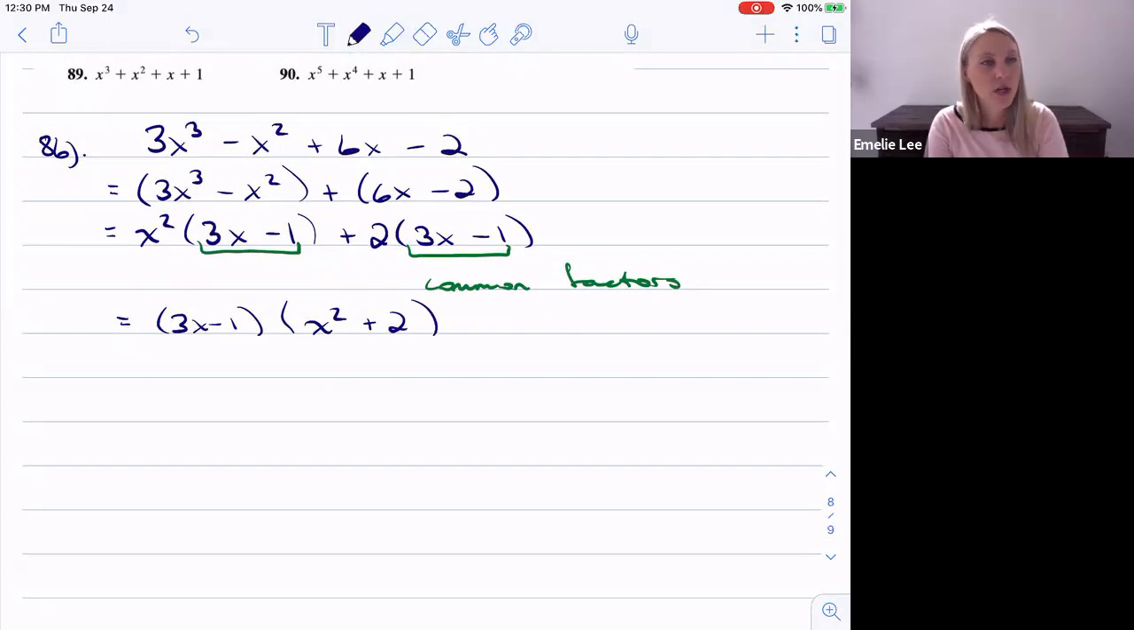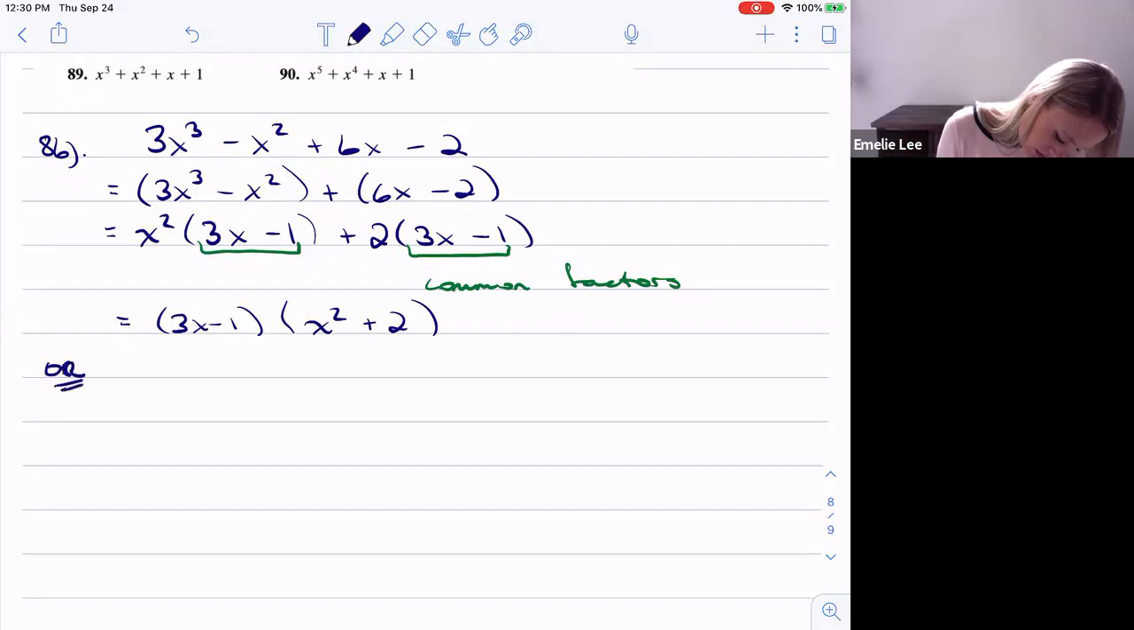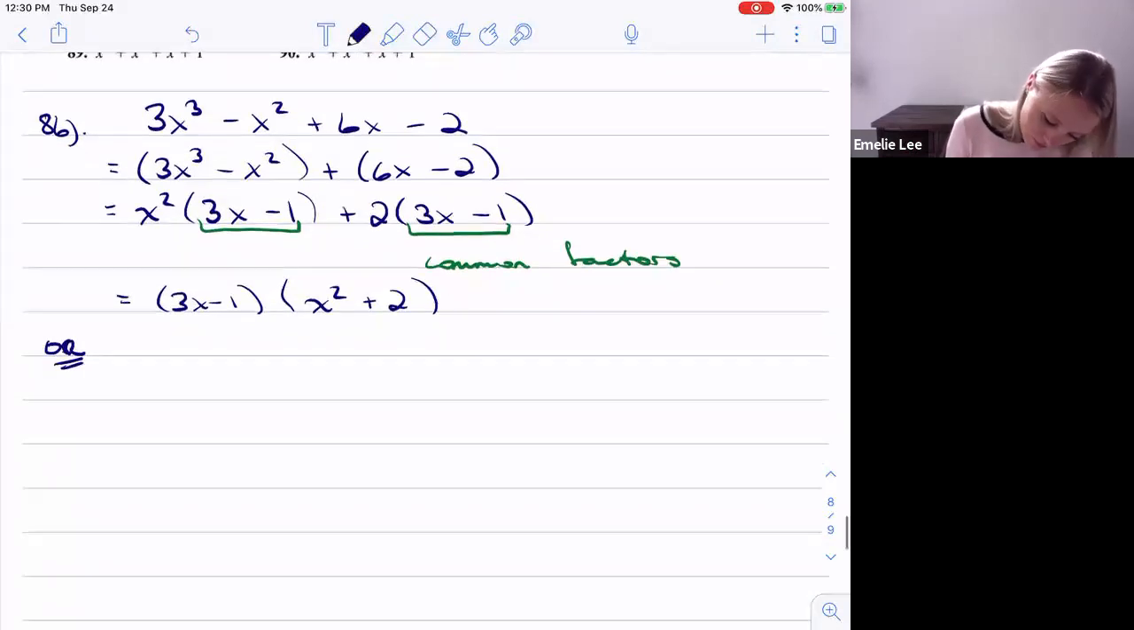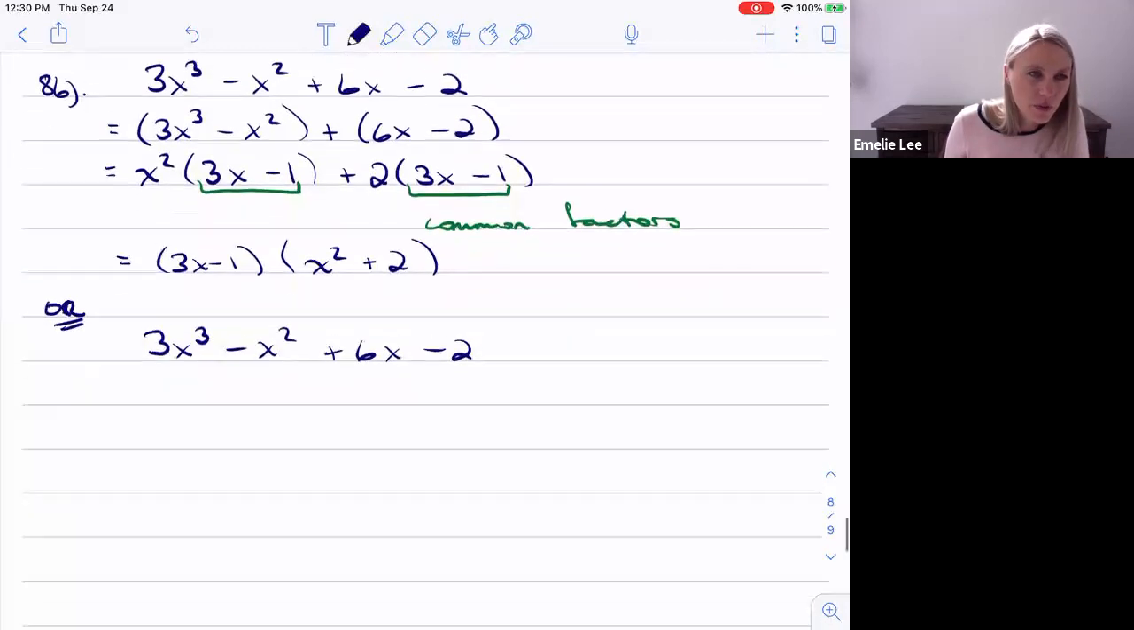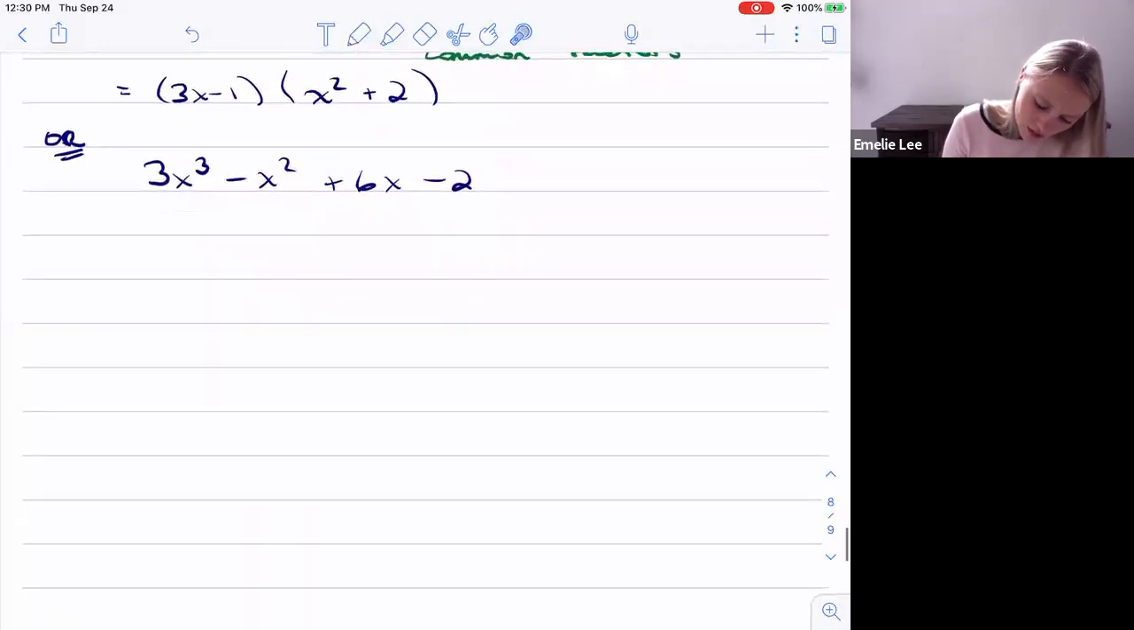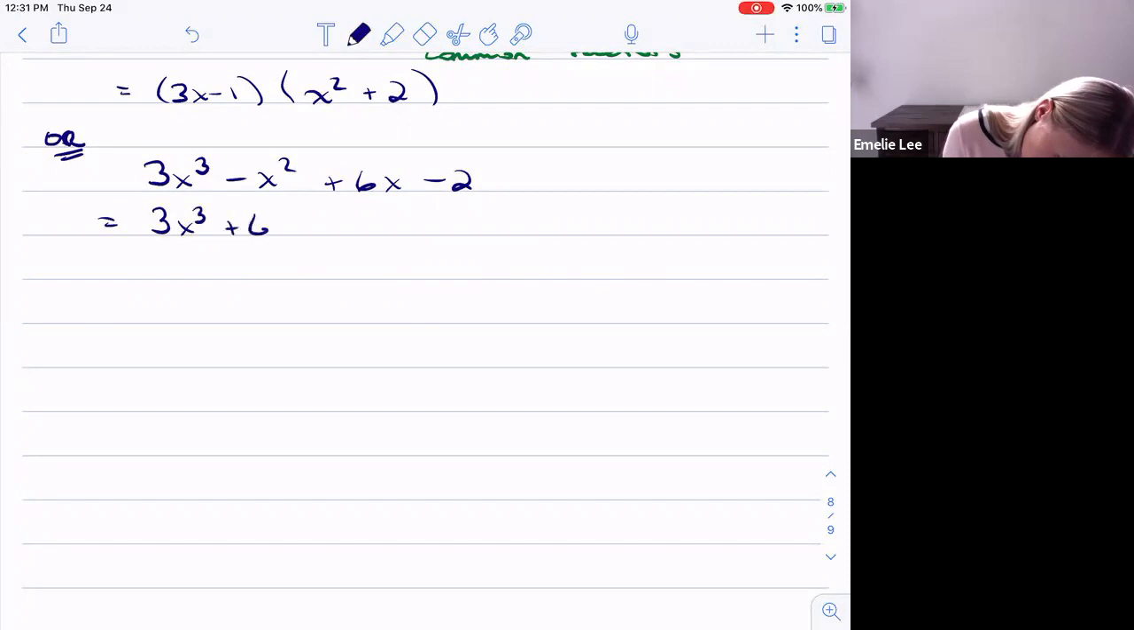Or let's try it another way, right? Because there are multiple ways that we can do it, I don't want you to think that there's only one way. You can try a couple of different ways. If you have 3x to the 3 minus x squared plus 6x minus 2, I'll start with the same equation. What if I decided I'm going to lump together my 3x to the 3 and my 6x? So I can rewrite this as 3x to the 3 plus 6x minus x squared minus 2.